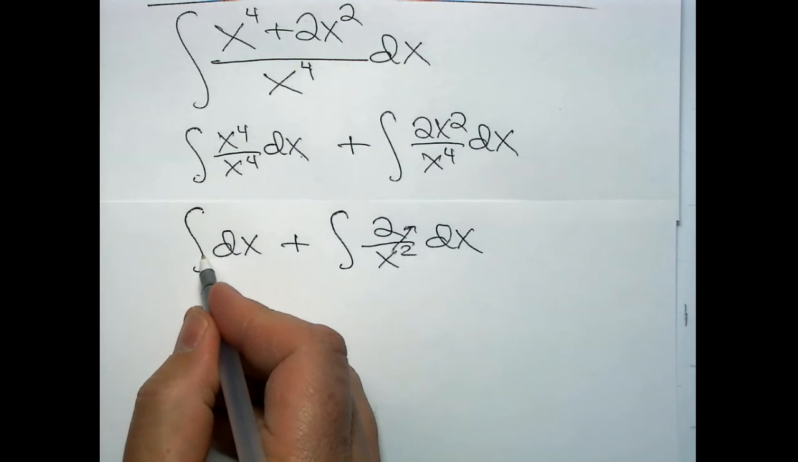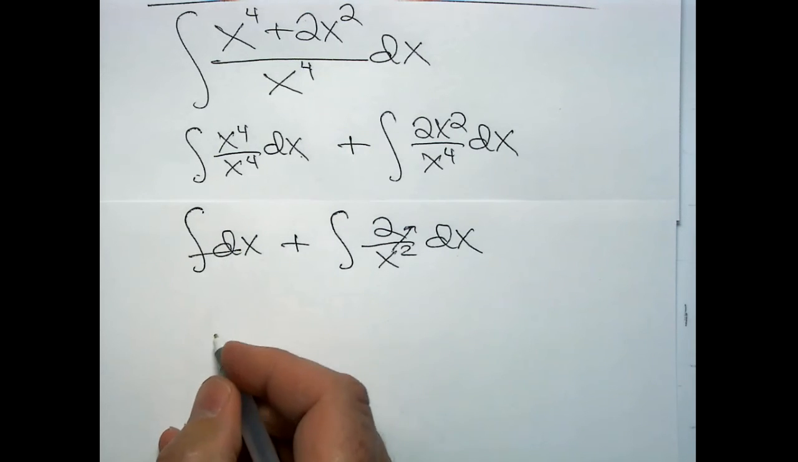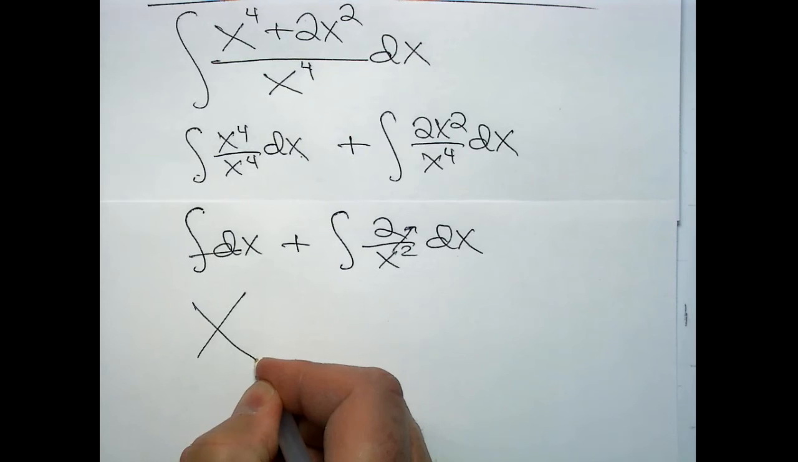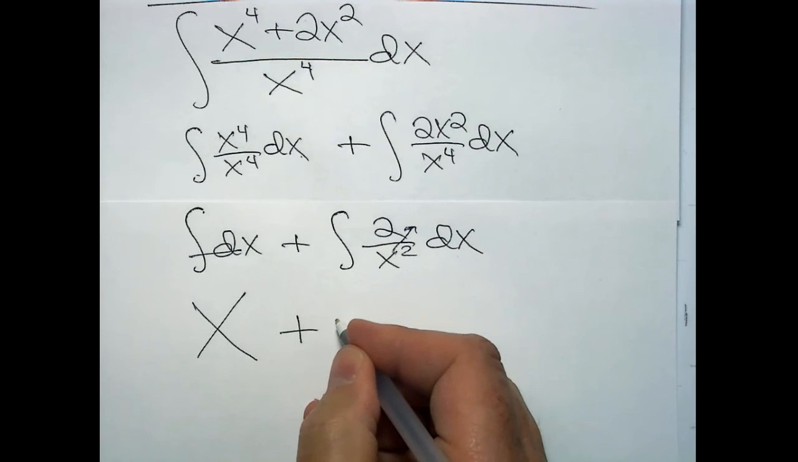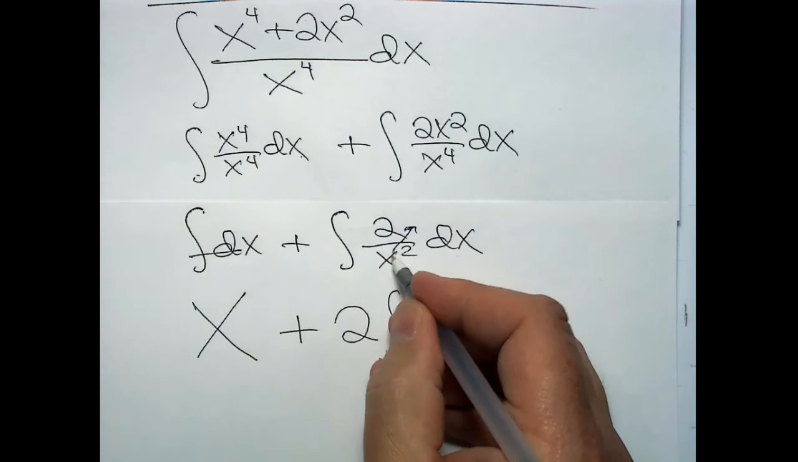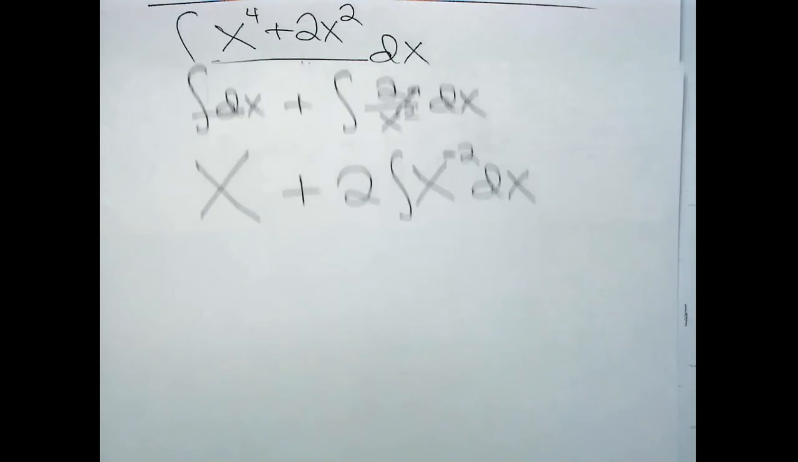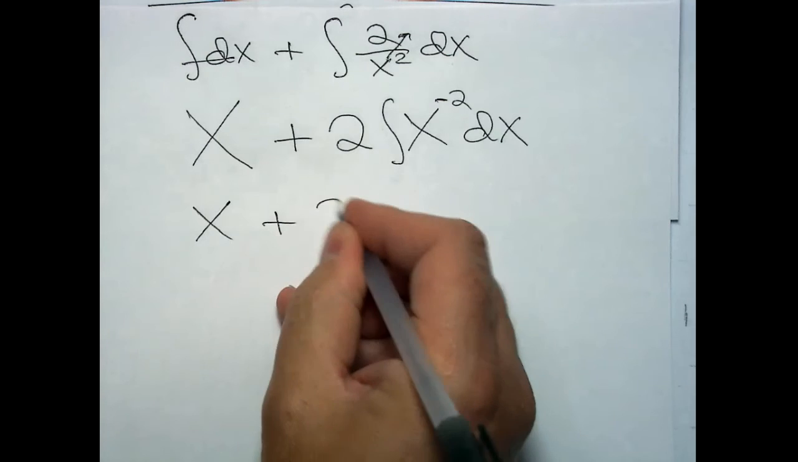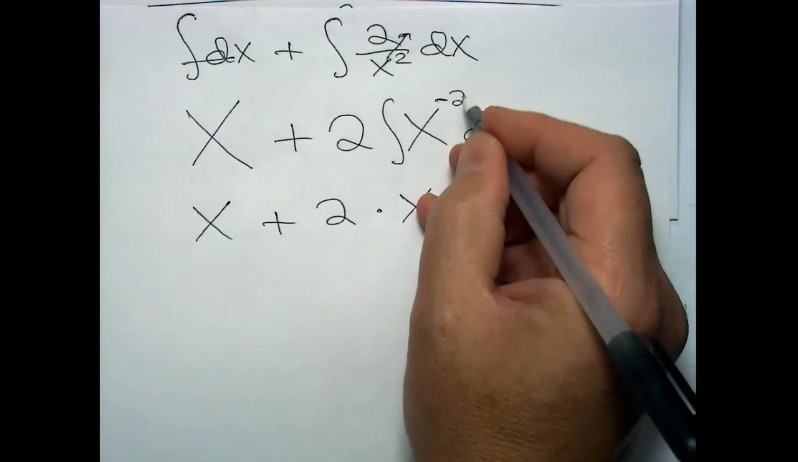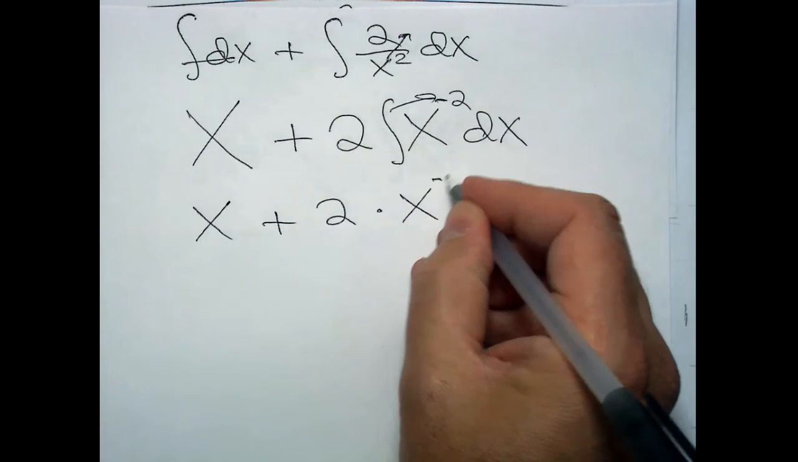Look at this one over here. The antiderivative touches the d for derivative and reveals an answer, which is x. This one we still have work to do on, but the 2 can come out front, and when you push this to the top, you get x to the minus 2, right? So we can finish this up. Add 1 to the exponent. That'd be a minus 1.